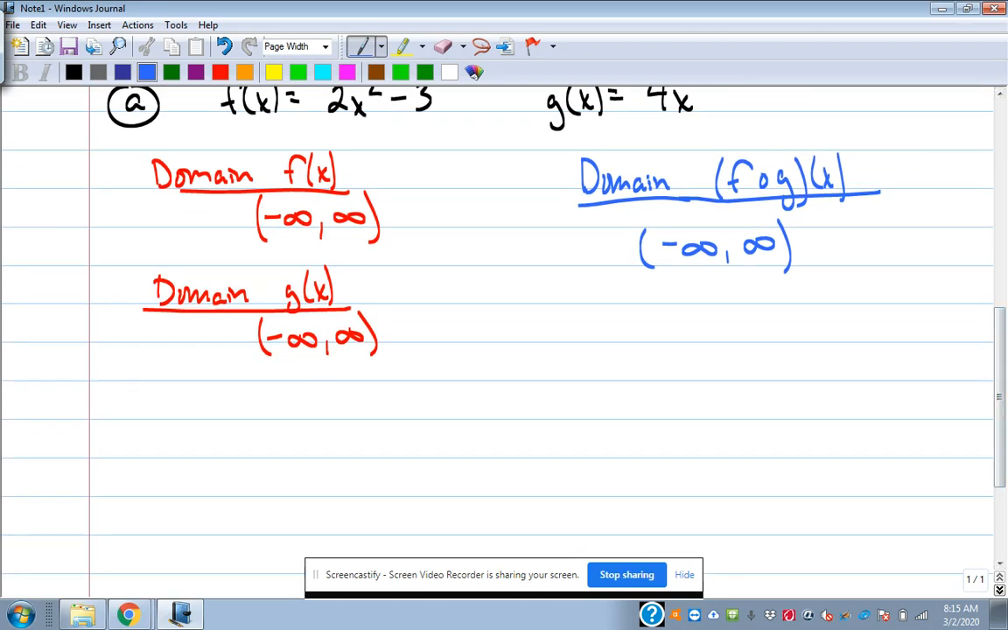If there are restrictions, we'll get to that. What happens when there's restrictions on the first function? What happens if there are restrictions on the second function? All right. So let's find the composite function.